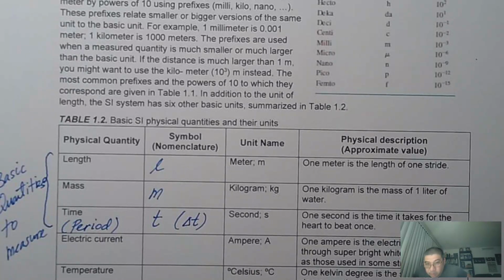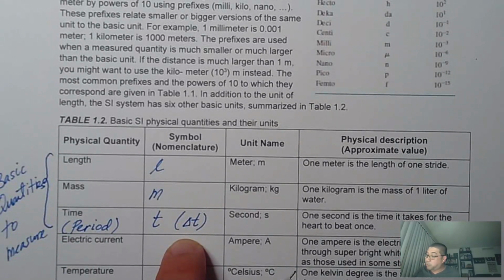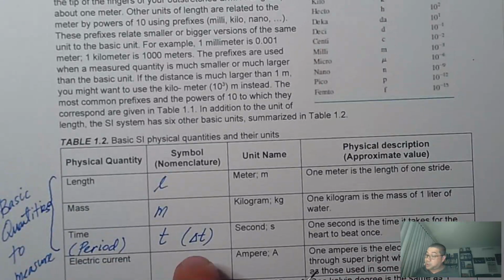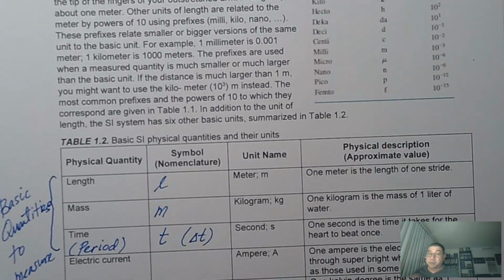Let's say you start from 0 and then afterwards you look at the clock, and 5 seconds have passed. So we have a period of 5 seconds, which is delta t. So 5 minus 0, the change in the actual time, will be your period.